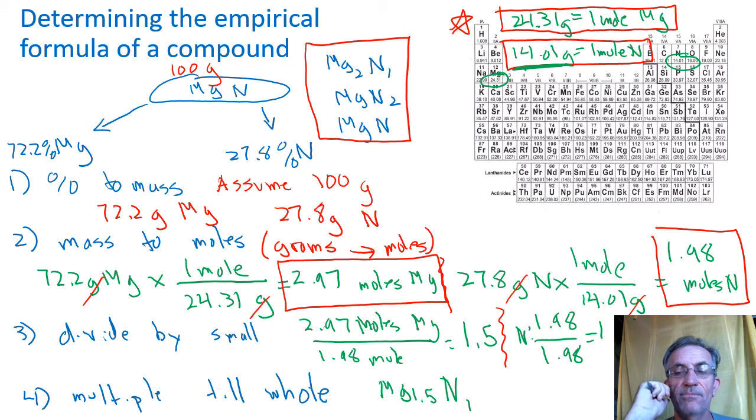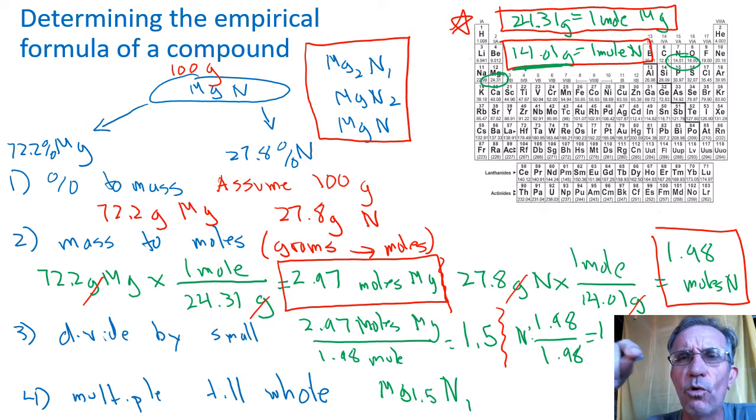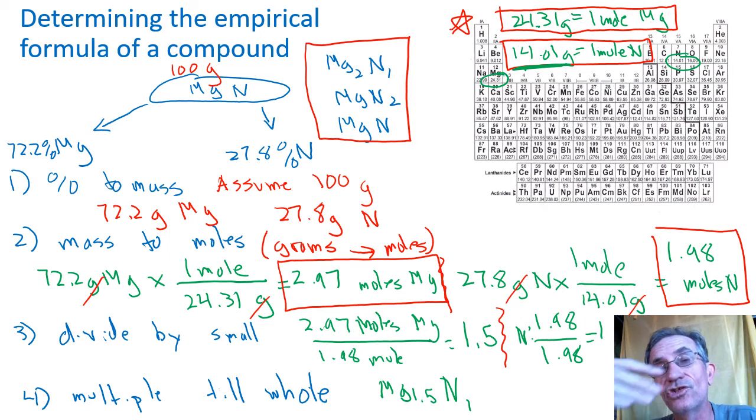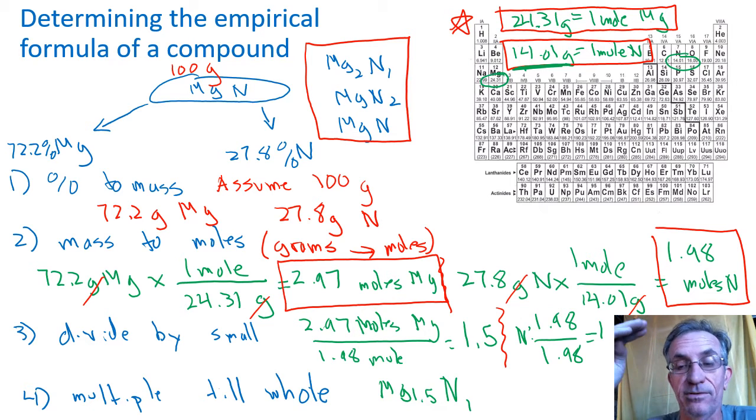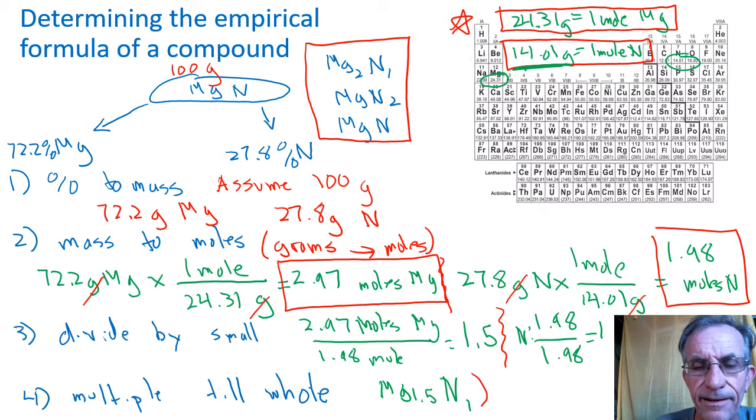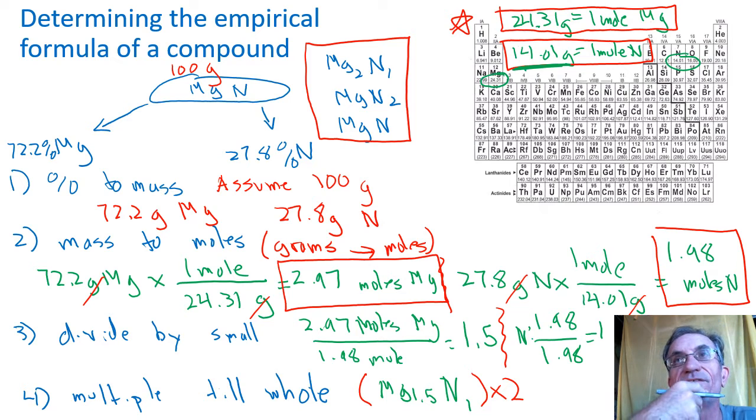So what does that mean? Multiply till whole. It means we're going to have to do something to get both of those subscripts to be whole numbers. So you're going to multiply both of them by something, 1 or 2 or 3 or 4 or whatever, to get them both to be whole numbers. Now, in this case, if I want to turn both of those subscripts into whole numbers, I can multiply both of them by 2. All right, and let me say that again because sometimes people forget. You got to multiply both of them by 2.